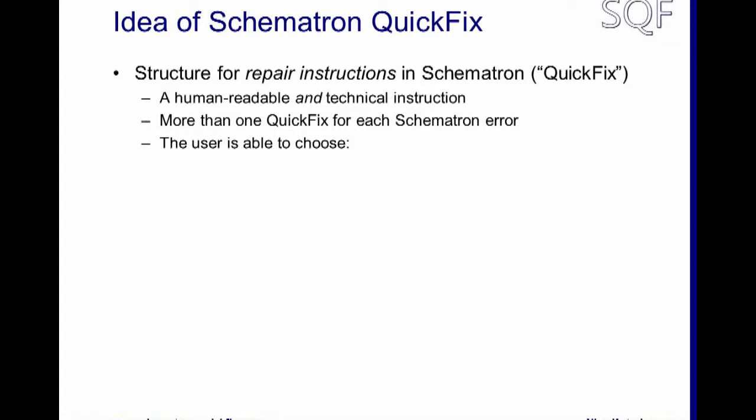So maybe in a document there are more fixes from the same Schematron assertion, but in this one context fix A is the right solution, and in another error fix B is the right solution. So you need to choose what is the right fix, and this for each Schematron error.